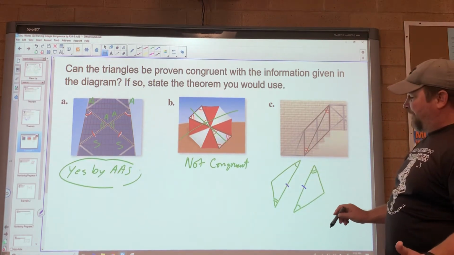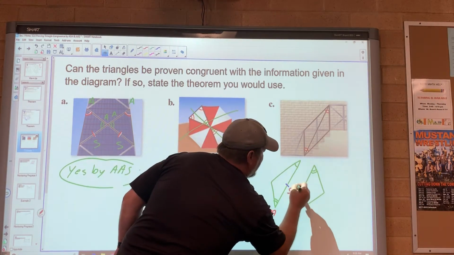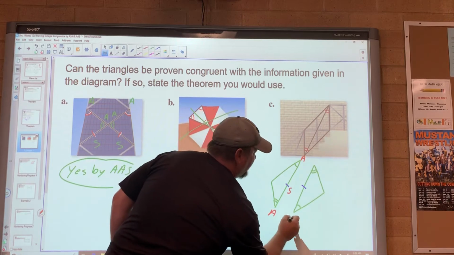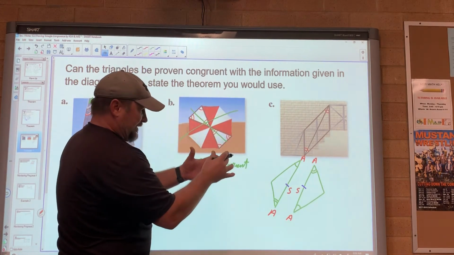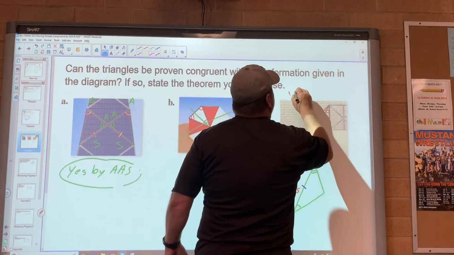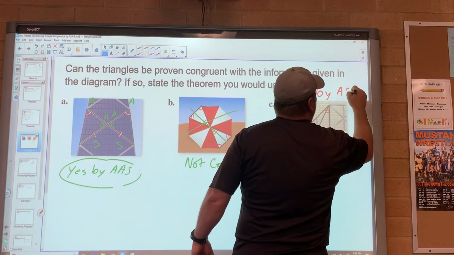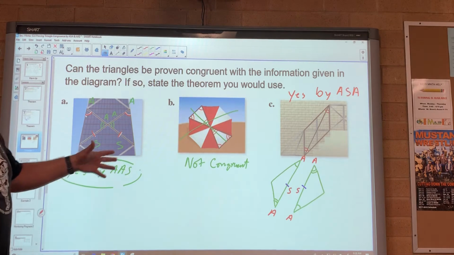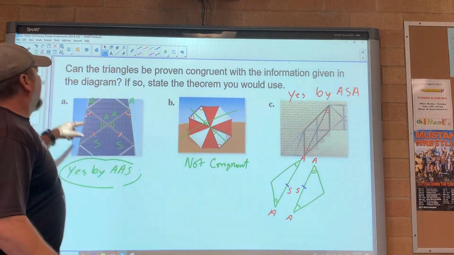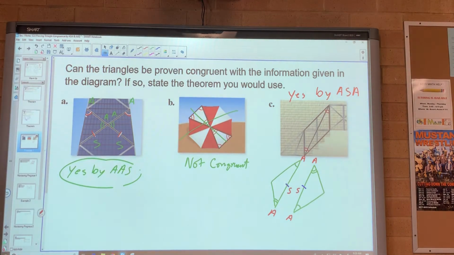So do we have enough info? Let's find out. I have an angle, I have a side, and I have an angle. I have an angle, I have a side, and I have an angle. They match up. They are in the correct spots. This is yes by angle, side, angle. And we don't write a congruent statement on these because there's no point letters going around the vertices, okay? If there would have been, I would have written those congruent statements.